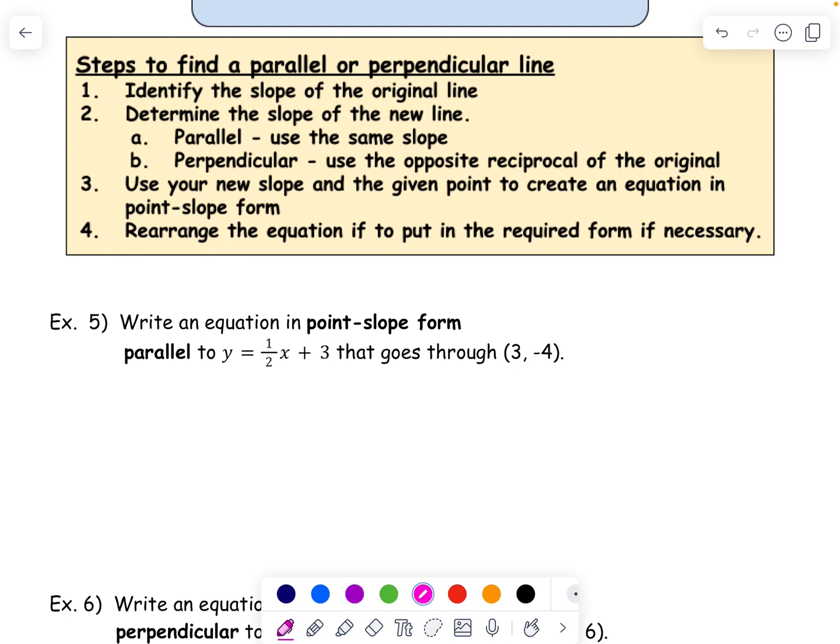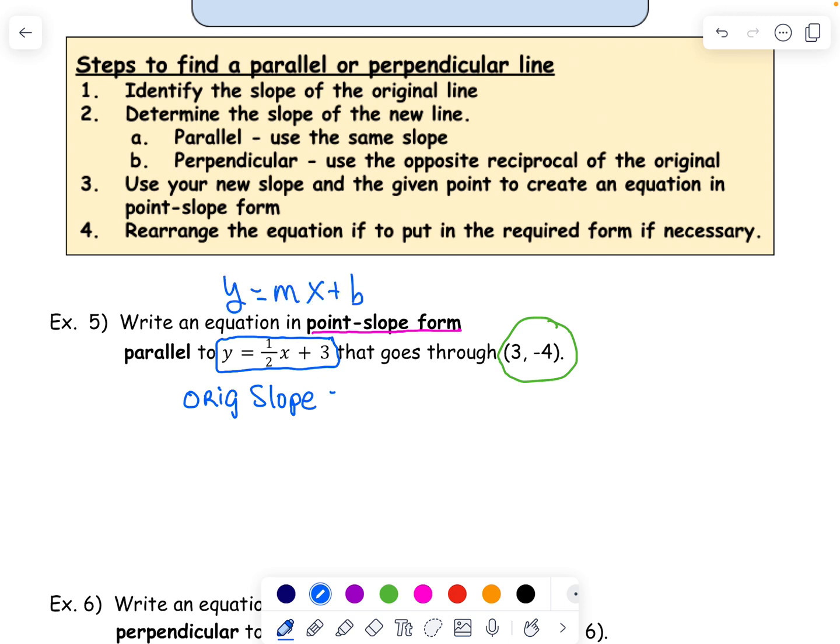Okay, so let's go through our steps. Write an equation in point slope form. So at the end of the day, I need point slope form. That's super important. Okay, but what we are is we're going to be parallel to this, and we go through this point. Okay, so what do we have? Identify the slope of the original line. So the slope of the original, because this is y equals mx plus b, is 1/2.